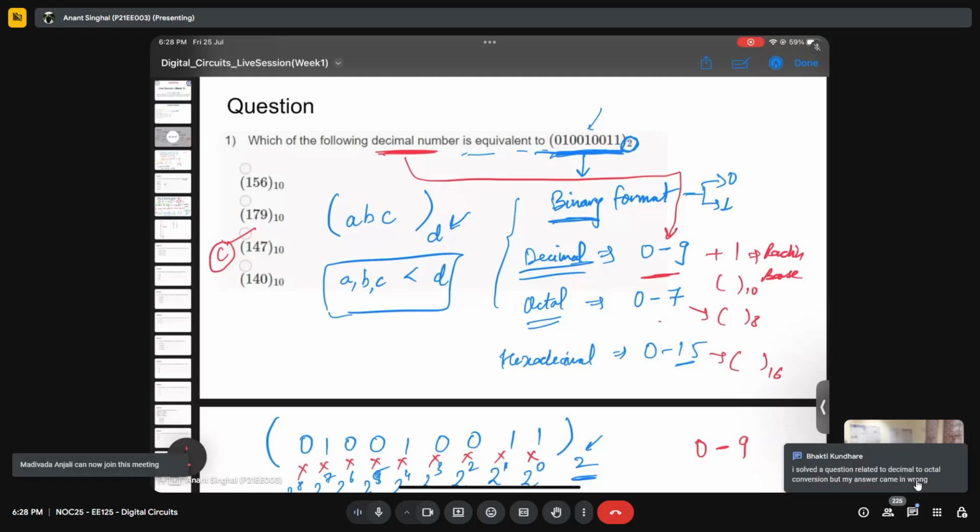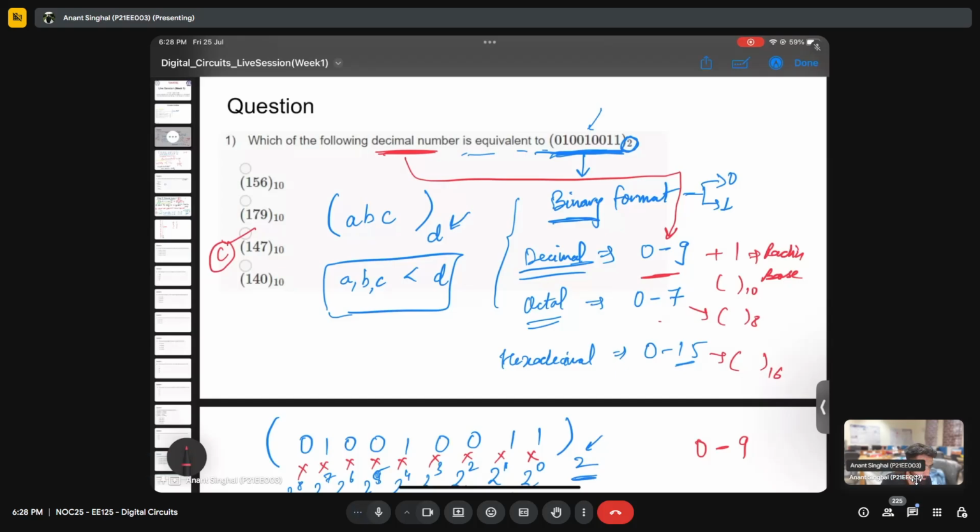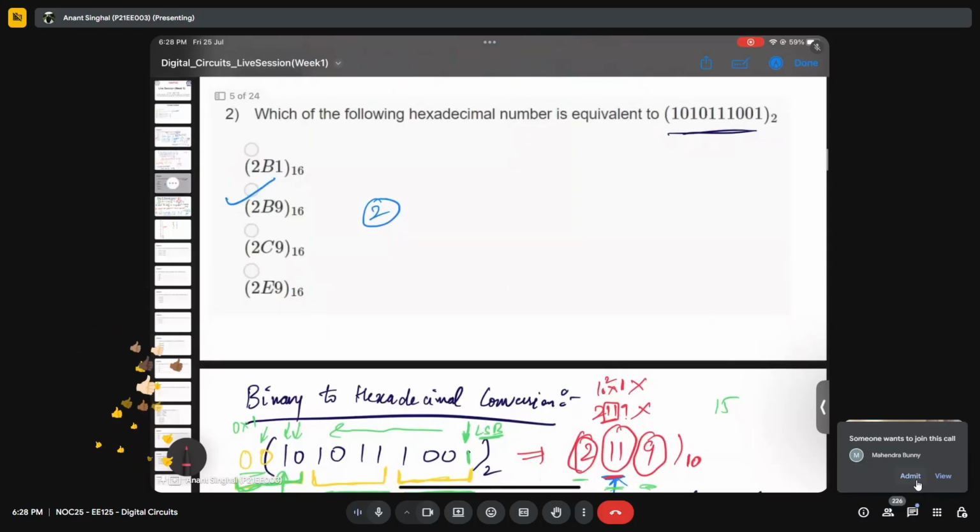I solved a question related to decimal to octal conversion. Okay, so we'll be doing the octal conversion in the next problem. Let's see if you are able to understand this, and we might be taking your doubt also. Yeah. Let's move ahead.